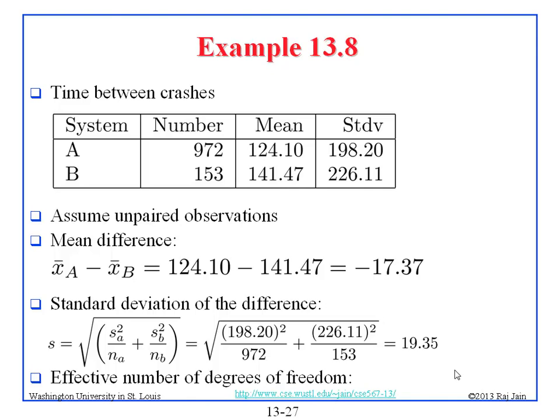153 observations. So here is an example of a workload which is different. So you were asking, can you do different workloads? So here it is the example. So this is the crashes. System A crashes 972 times. System B crashed 153 times, and we want to compare the systems anyway on the reliability case, right? So there is no relationship between these two crashes, and there is no relationship between any of the crashes with any other crashes, right? So we have unpaired observation.